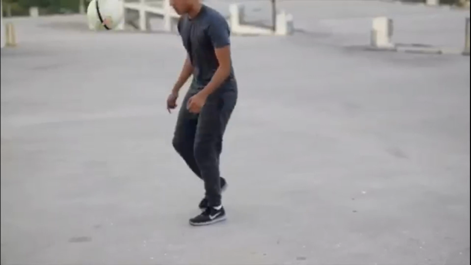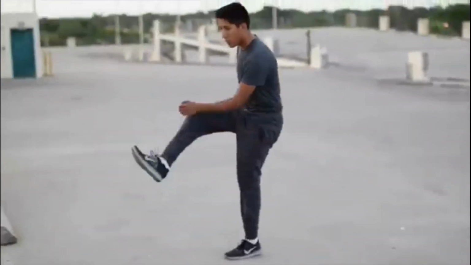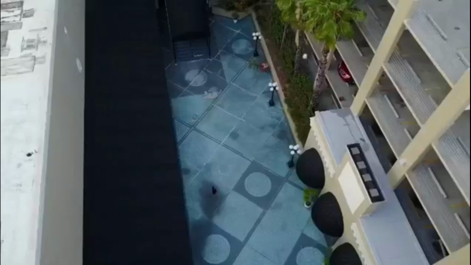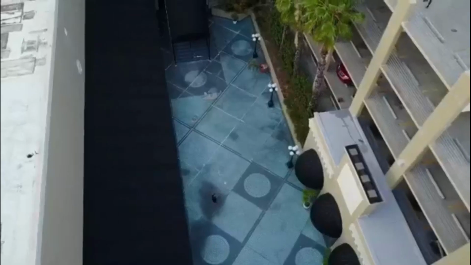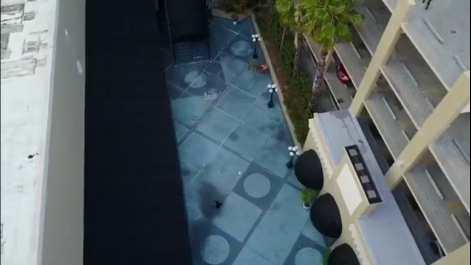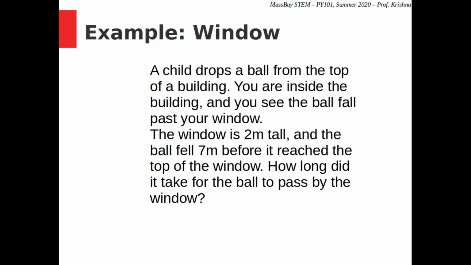Sometimes you will have to use multiple photos even when the acceleration is constant. This can occur if you don't get sufficient information about the motion of an object between just two photos. Here, a child drops a ball from the top of a building. You are inside the building and you see the ball fall past your window. The window is 2 meters tall and the ball fell 7 meters before it reached the top of the window. How long did it take for the ball to pass by the window?